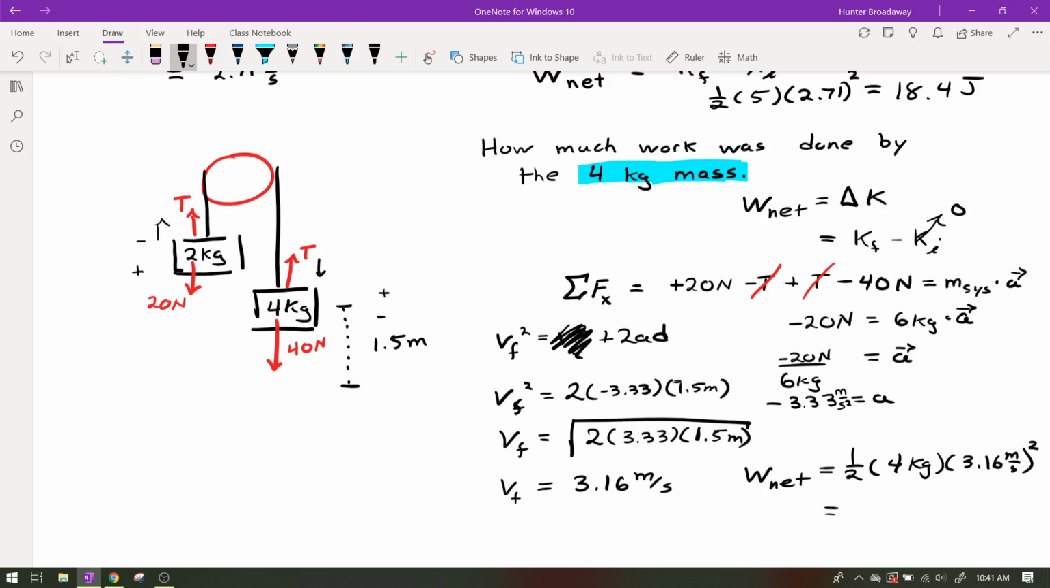So that's half of 4, which is 2. 2 times 3.16, oh sorry, it's 2 times 3.16 squared. I was going to do 2 times 3.16, and then I realized that my calculating abilities quickly diminished. 19.97.